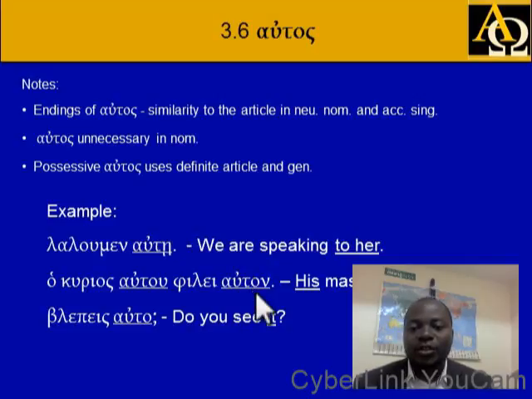Legomen autei, we are speaking to her. Ho kurios autou philei auton. The master, his master, loves him. Blepeis auto? Do you see it?